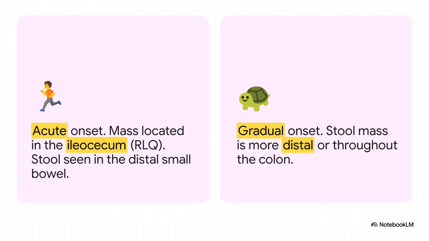Telling DIOS apart from just really bad constipation is probably the biggest diagnostic hurdle. So let's break down the key differences. DIOS hits you acutely. It comes out of nowhere. Constipation tends to be more gradual. The mass in DIOS is up in the right lower quadrant where the small bowel ends. In constipation, if you can feel a mass, it's usually farther down in the colon. And on the X-ray, DIOS traps stool in the small bowel, while constipation shows stool packed throughout the entire colon. These distinctions are absolutely crucial.